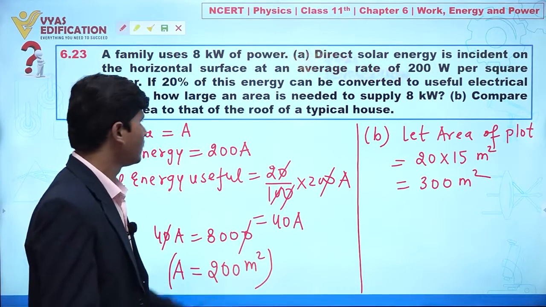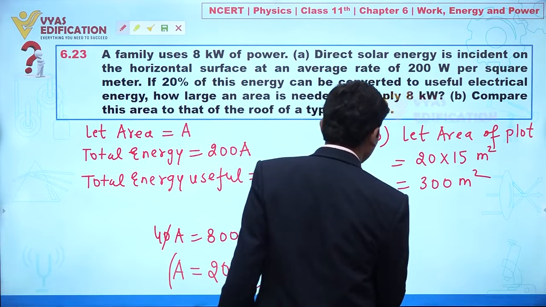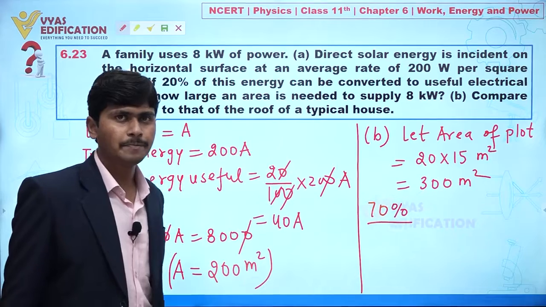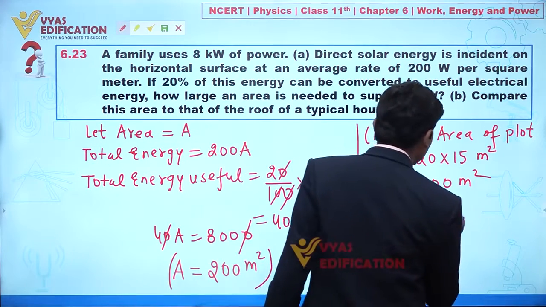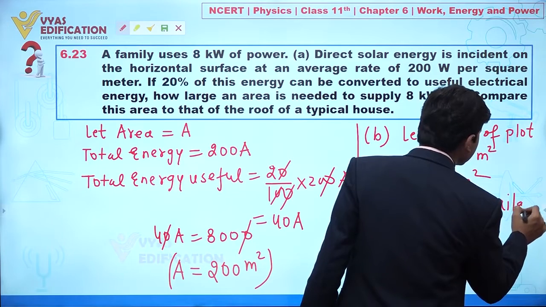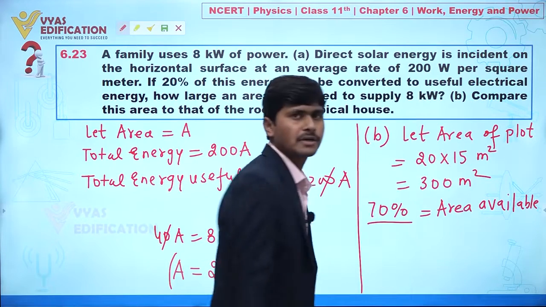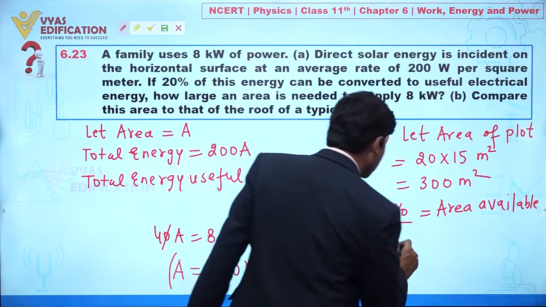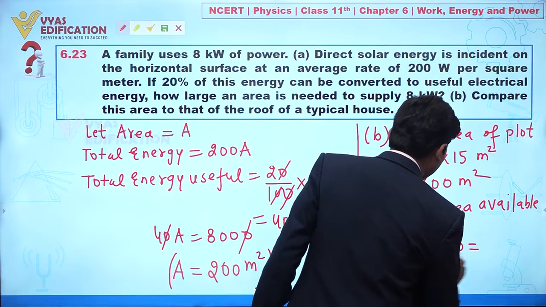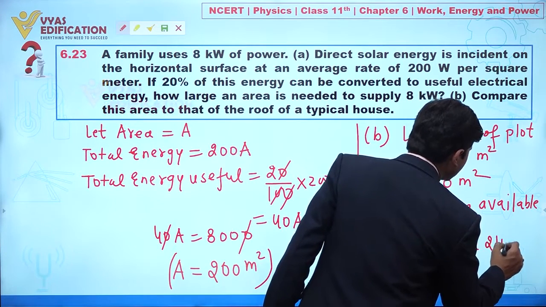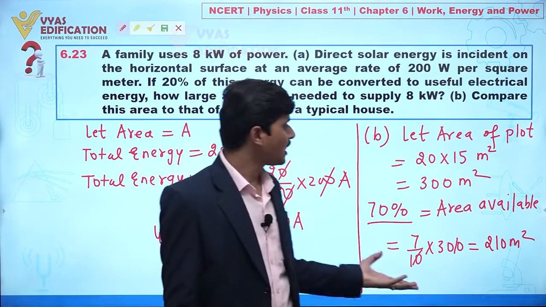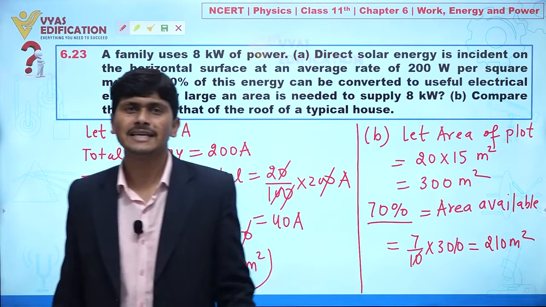For example, let's suppose the roof has only 70% of this total area. I am just taking this for example. So the total area available is 70% of the total area, which is 7 by 10 into 300, and this is equal to 210 meter square. So for a typical house, let's suppose this is the area that is available.